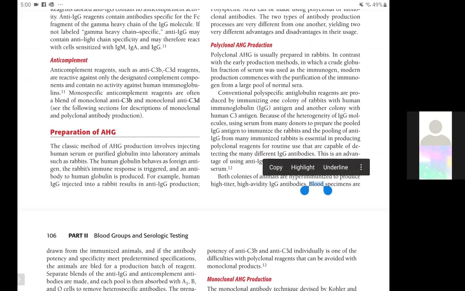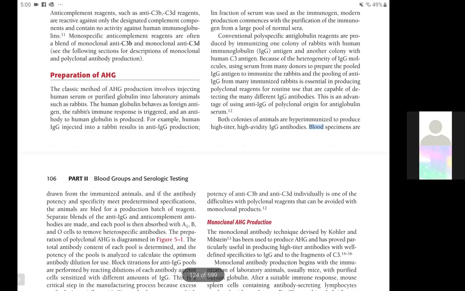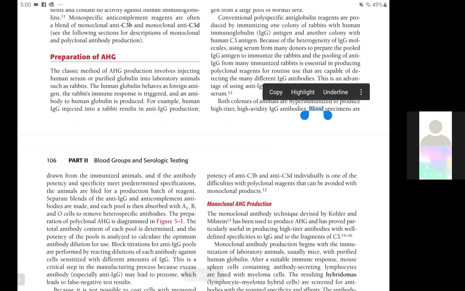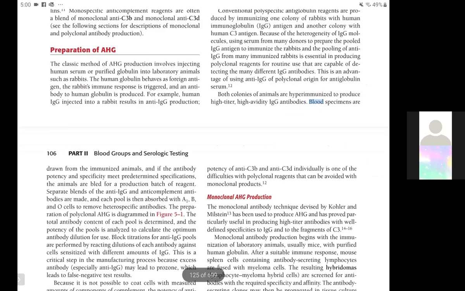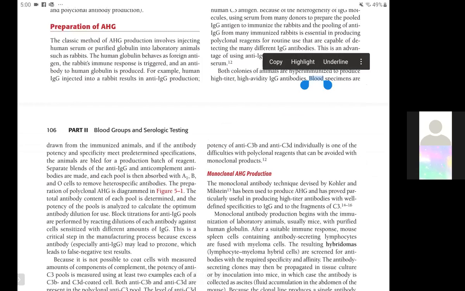And there will be a heterogeneity of the IgG molecules. That's why they're called polyclonal. In monoclonal, they inject purified human globulins, and after a suitable immune response, when the mouse starts secreting those antibody specificities, those lymphocytes are then fused with myeloma cells.